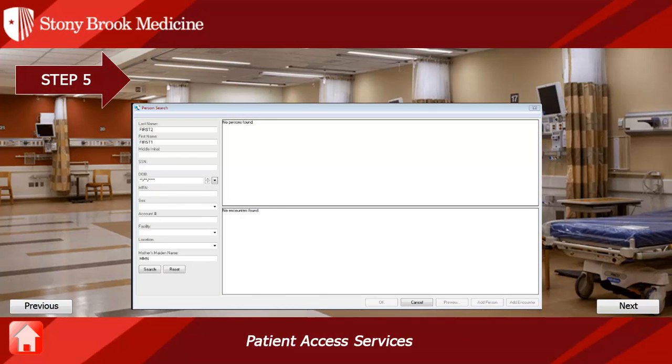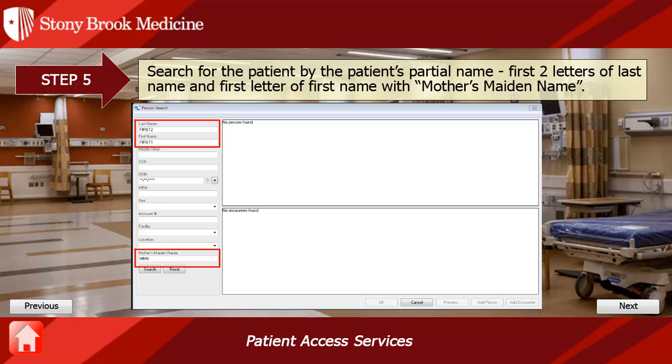If that search does not produce the result you are looking for, you would then search by the first 2 letters of the patient's last name, the first letter of their first name, and their mother's maiden name. Again, if you still do not see the result you are looking for, you may remove the mother's maiden name.